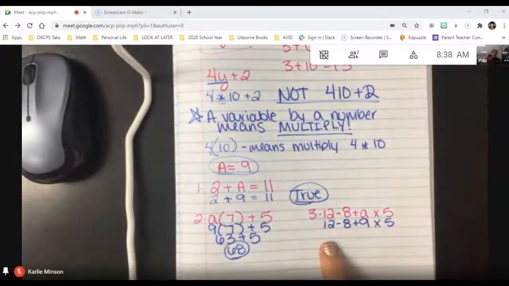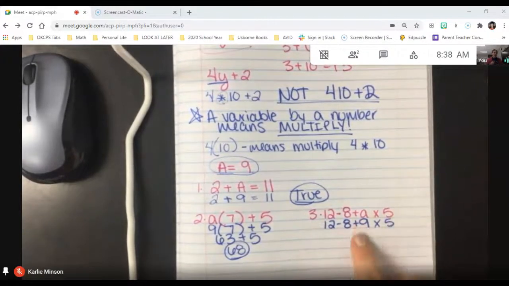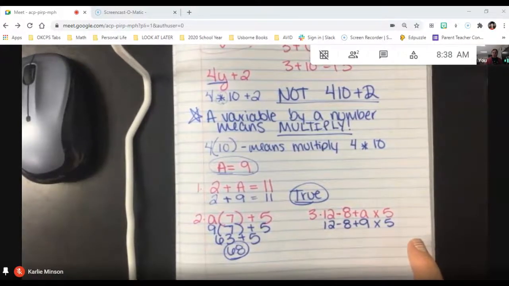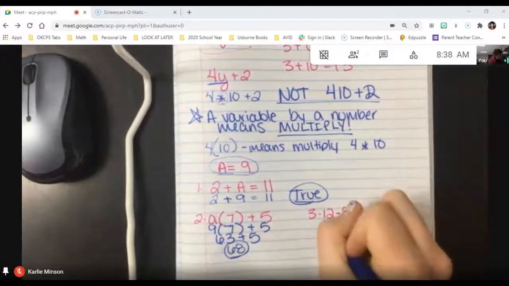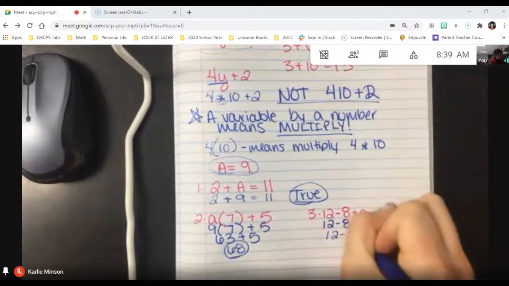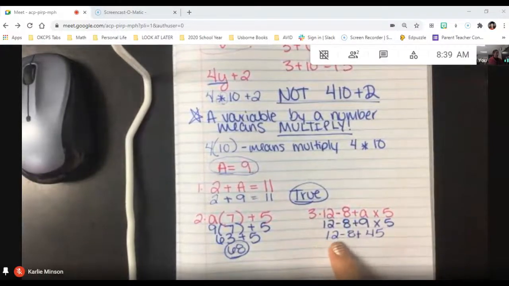Now, again, order of operations. We have to look for parentheses, no parentheses. We don't use exponents in 5th grade, so we move on to multiplication and division. Well, we have multiplication, so we need to do that first. 9 times 5 gives us 45. So we bring that down, bring down everything I haven't used. Now I have 12 minus 8 plus 45.